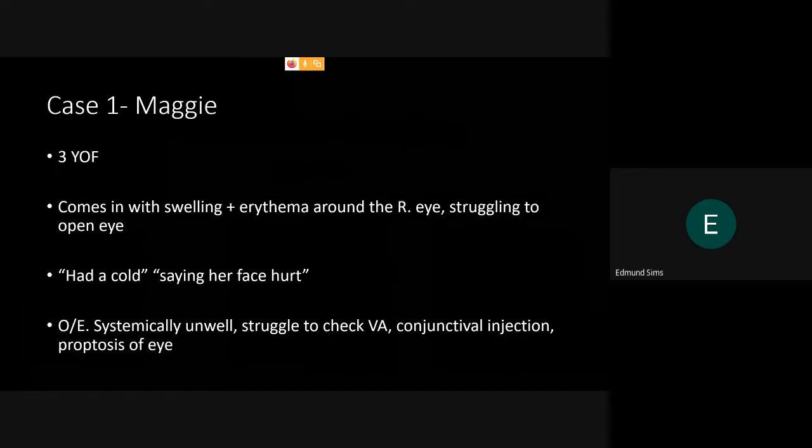You examine her. She's systemically unwell. You struggle to check her visual acuities. That's what VA stands for, partly because she's a 3-year-old girl. Checking visual acuities is really difficult anyway. She's got conjunctival injection, so that's when you've got sort of red blood vessels throughout your eyes, and she's got a degree of ptosis of the eye. Anyone got any ideas what the differential could be?